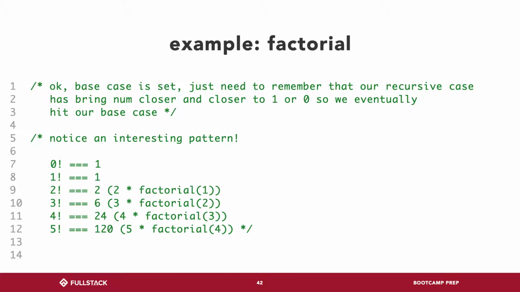Notice an interesting pattern. This should be 5 times factorial of 4, 4 times factorial of 3, 3 times factorial of 2, 2 times factorial of 1, right? This is what should happen, right? If we want to get the number to 1 or 0, we have to subtract 1 every time we call it again, right? So this is what it will look like, okay?